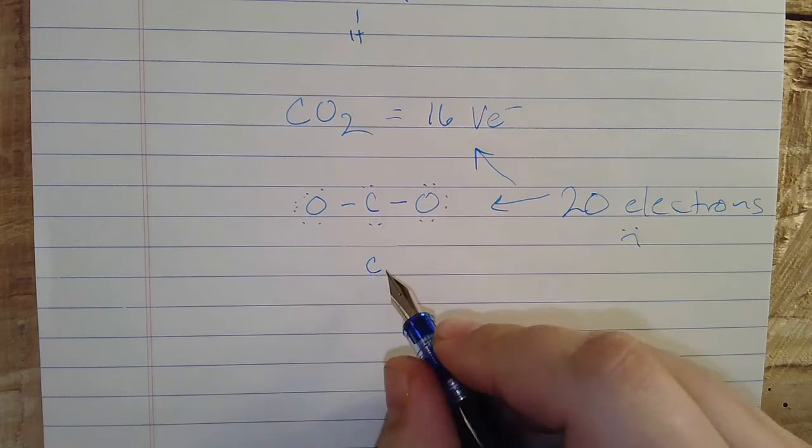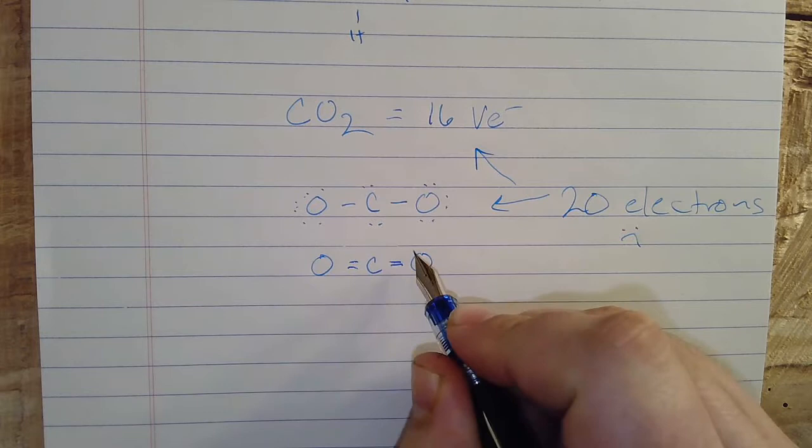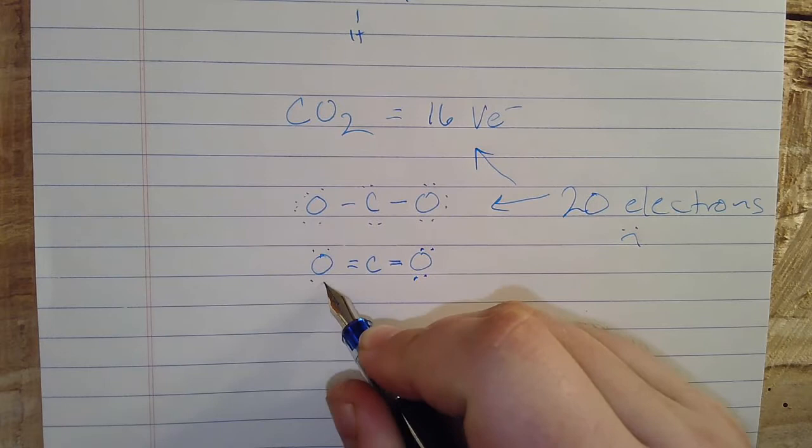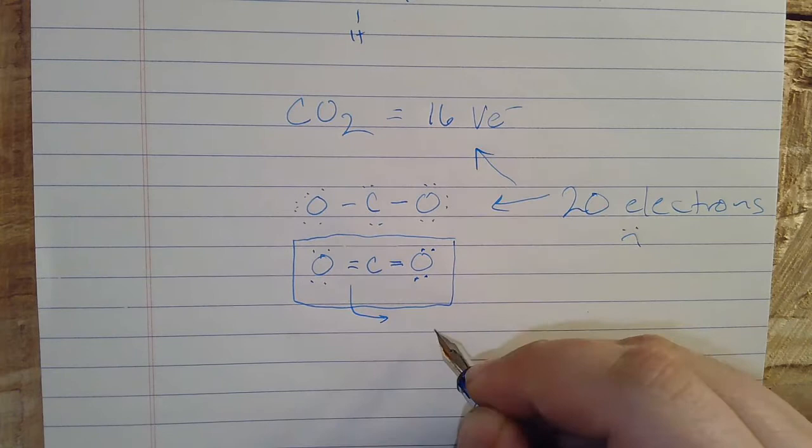1, 2, 3, 4. Oh, carbon's good. Oxygen, 1, 2, and oxygen. Now, we've got 8 electrons here. That means we're going to take 1, 2, 3, 4, 5, 6, 7, 8 electrons. And if we look at that, what emerges is a beautiful carbon dioxide molecule. Now, this connection here is called a double bond.